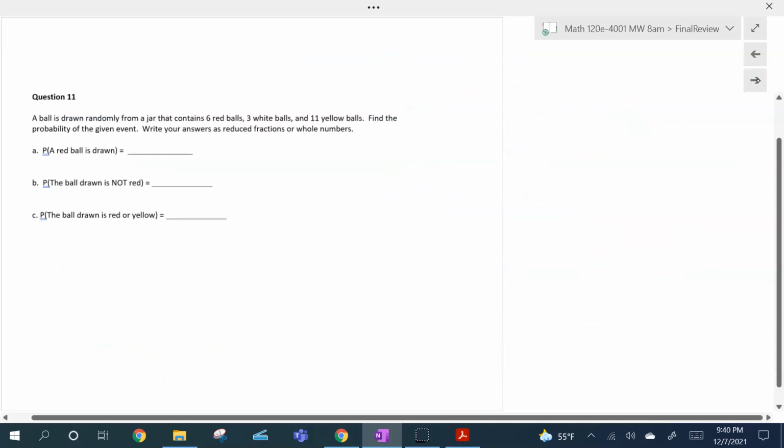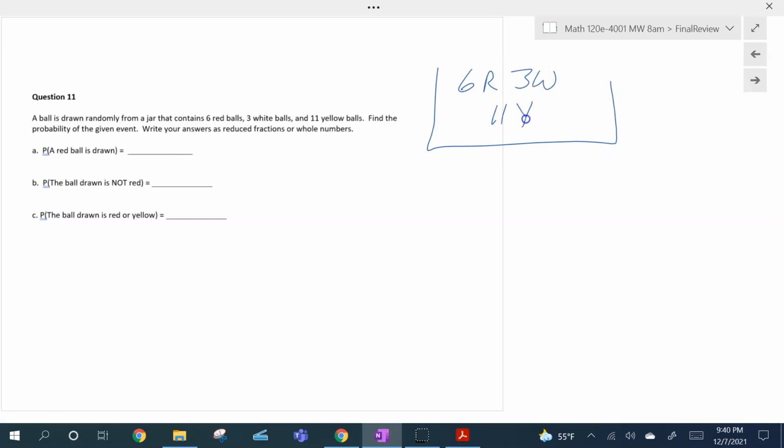All right, question 11. A ball is randomly drawn from a jar. Looks like we've got 6 red, 3 white, 11 yellow balls. What's the probability that we draw a red? Well, there's 6 winners out of 20 balls. So 3 out of 10.